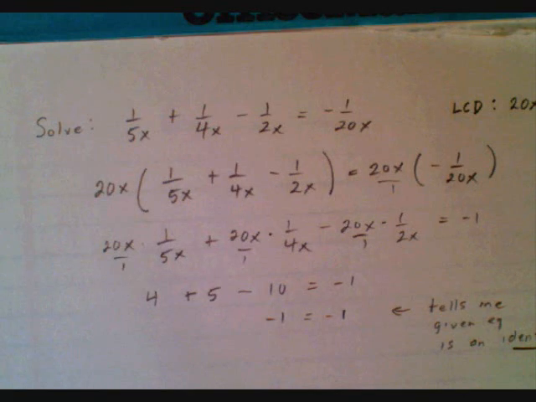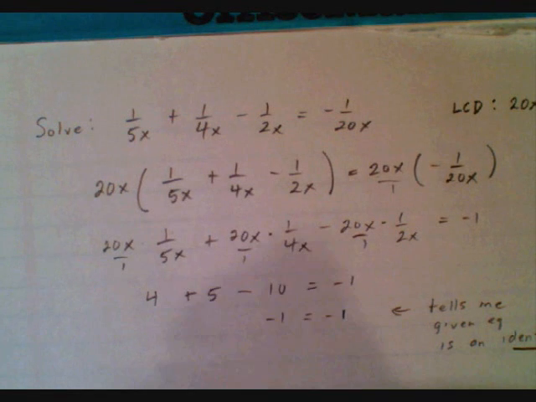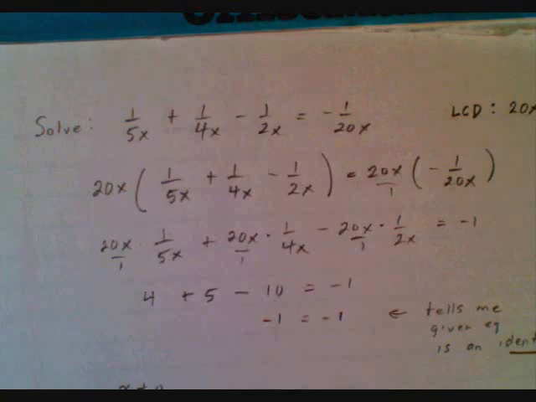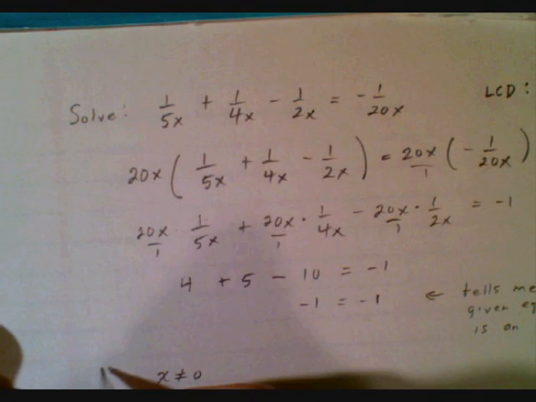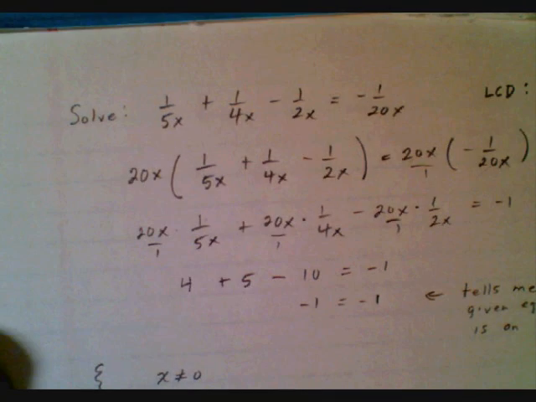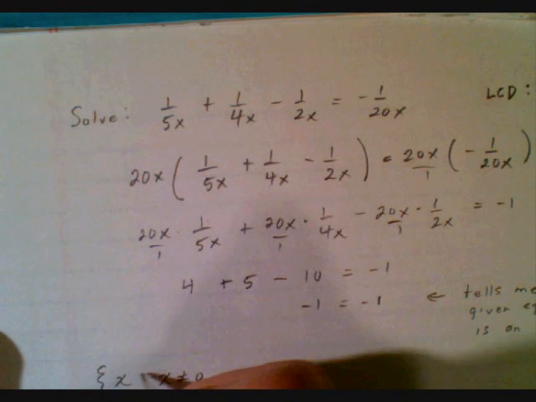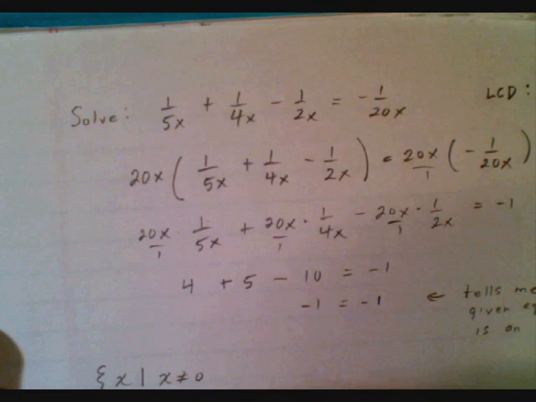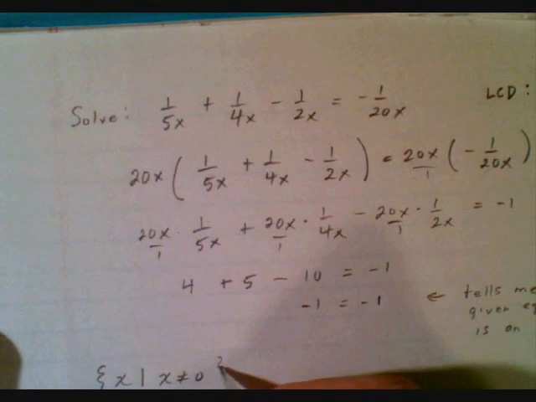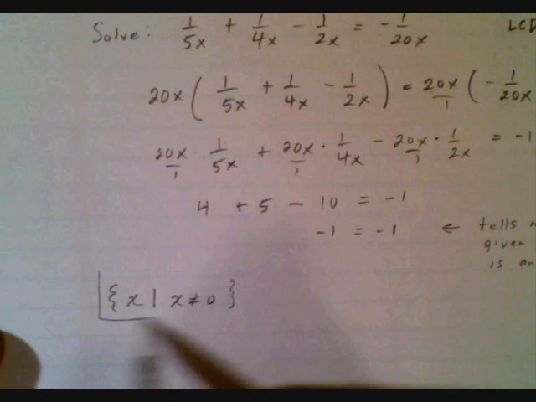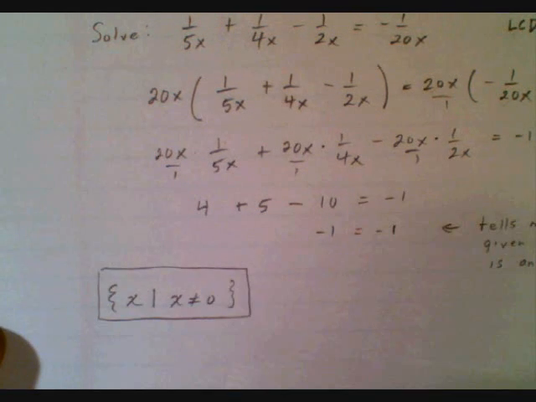And actually, that means that the solution set, which after all, that's what we're looking for, we're asked to solve, the solution set is the set of all real numbers x, such that x is not equal to 0. So when you're asked to solve an equation like this, an identity, the solution set's going to look something like this. You can write it in set builder notation. That's preferred. You could say all real numbers except for 0.